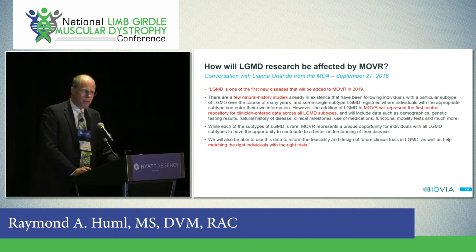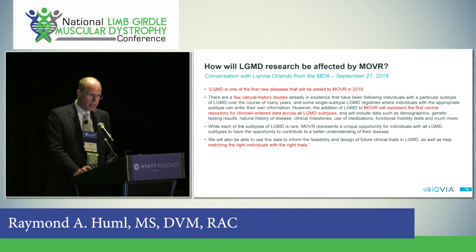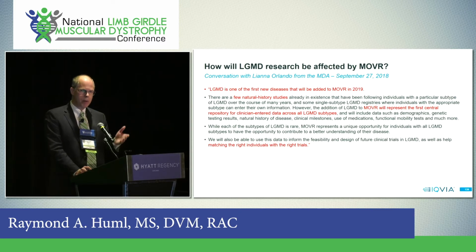And even some things about Mover, we talked to Leanna Orlando from the MDA. This was published last fall. Limb-girdle muscular dystrophy, from being lower prioritized, is now one of the top prioritized. The first new diseases will be added in 2019, so this year that's being added there. Again, it's early days, but it's being grown, so we're getting more and more information.